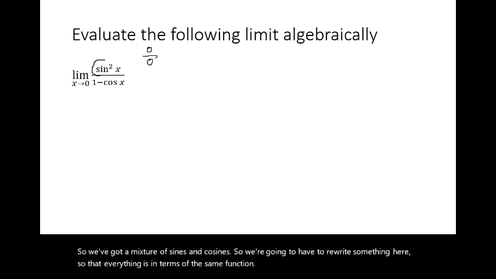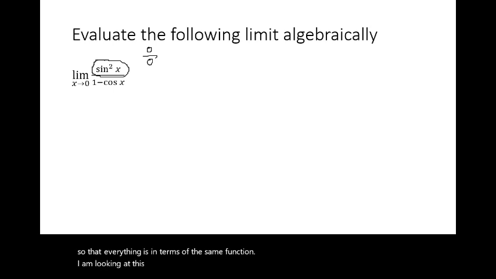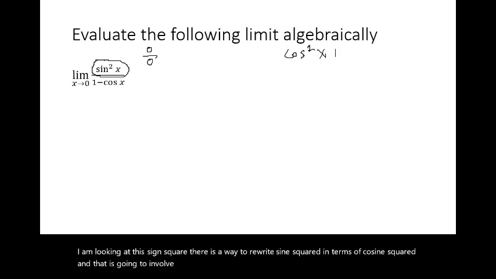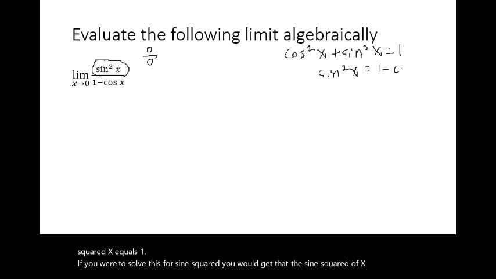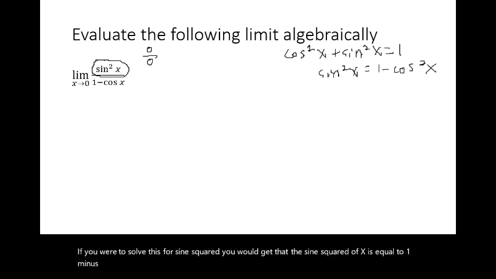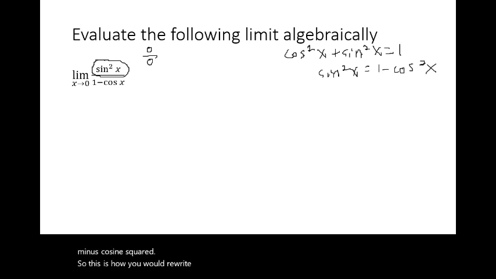I am looking at this sine squared. There is a way to rewrite sine squared in terms of cosine squared, and that is going to involve the Pythagorean identity, cosine squared of x plus sine squared x equals 1. If you were to solve this for sine squared, you would get that the sine squared of x is equal to 1 minus cosine squared. So this is how you would rewrite sine squared in terms of cosine squared.